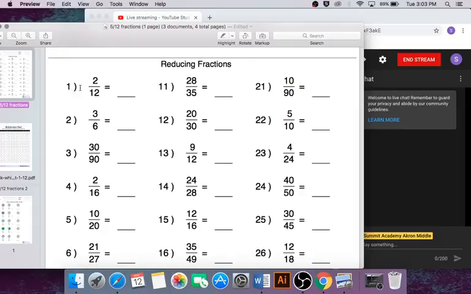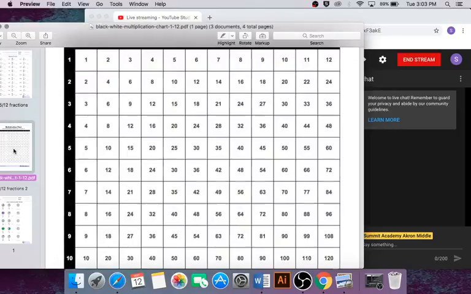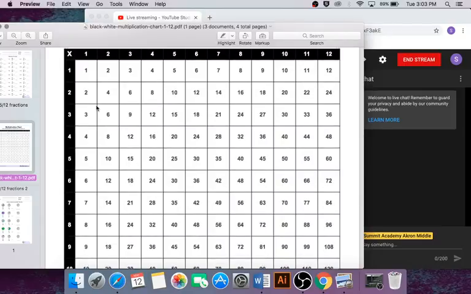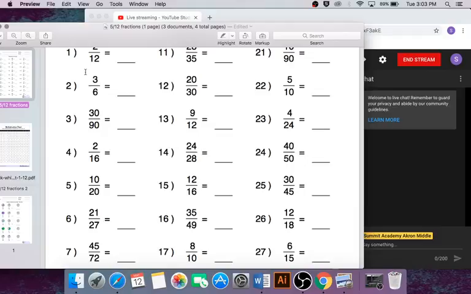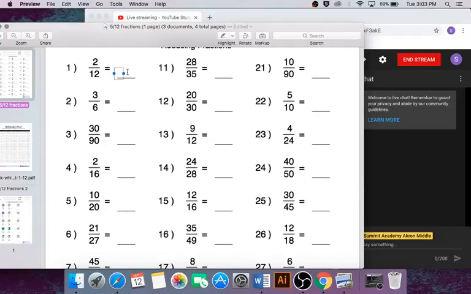So for number 1, we have to figure out what number goes into both 2 and 12. So excluding 1, 2 is the only number that can go into 2. And 12 also goes into 2. So 2 goes into 2 one time, and 2 goes into 12 6 times. So our answer is 1 over 6.